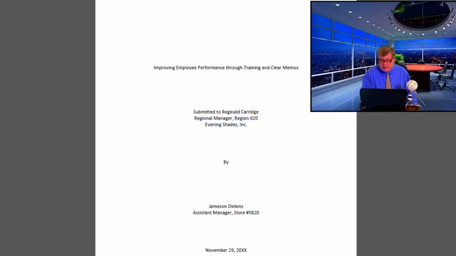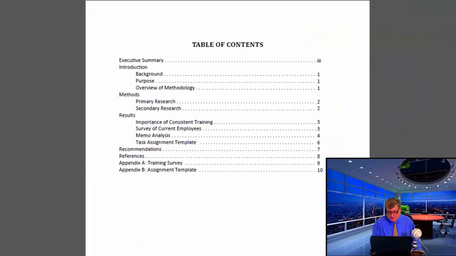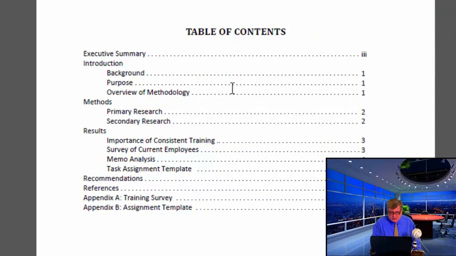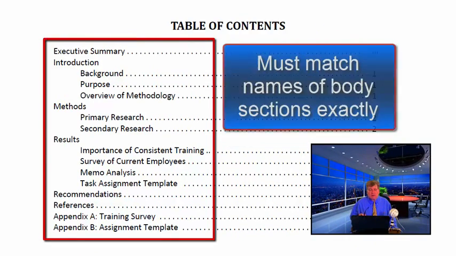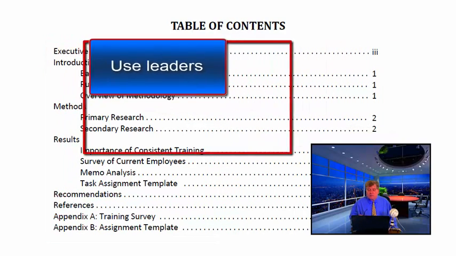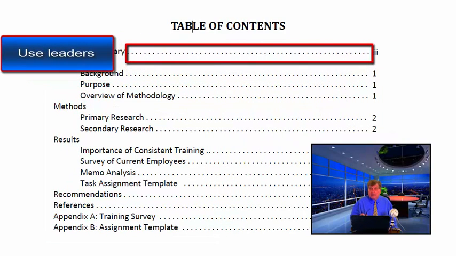Following the title page is the table of contents. Notice the heading on the table of contents is used in all caps. What else to say about the table of contents? The names of the sections on the table of contents must match exactly the names of the sections in the body of the paper. The other thing that I would point out to you is make sure that you use leaders. Leaders are those dots that draw your reader's eye from left, the name of the section, to the right, which is the page number.